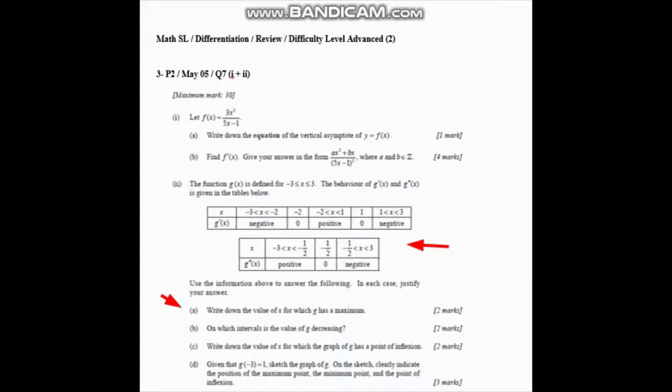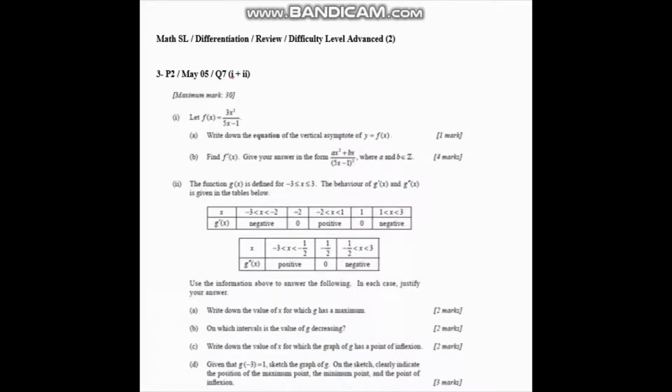So what is the definition of a maximum point? A maximum point is a turning point, hence g dash must be 0. And a maximum point is a point where the curve is frowning or downwards concave. Hence, a maximum point is a point where g double dash is negative. So I'm looking for a point where g dash is 0 and where g double dash is negative.